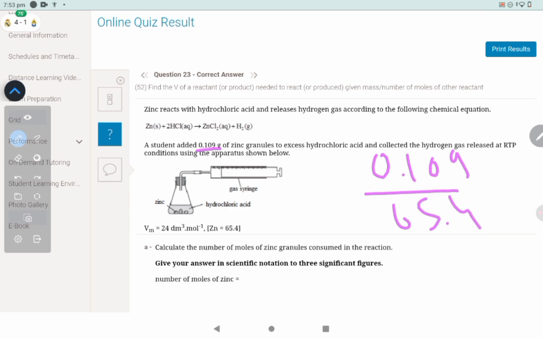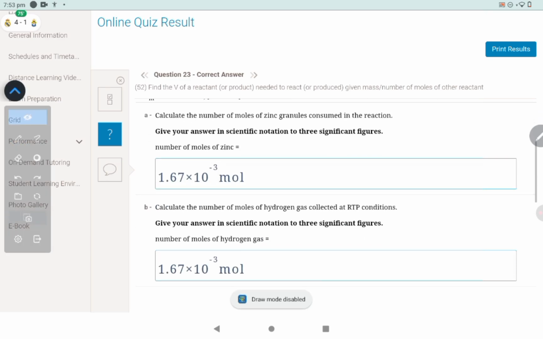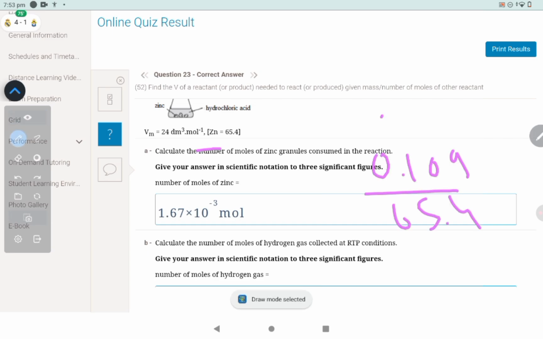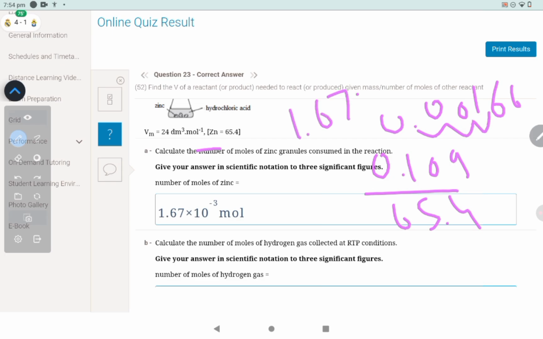What do we get? Let me see. I made a mistake, one second. Sorry, no, I have not made a mistake. Okay, so three significant figures and scientific notation. When we do this, we get 0.00166, but they want it in scientific notation, so it's 1.67 times 10 to the power of -3. Okay, that's it for that one.